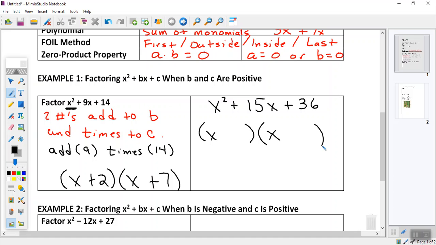So I would write that part as x. And the order doesn't matter on this, okay? So we're going to write this as x. What did you say your values were again, Blake? 3 and 12. So I would write plus 3 right here.